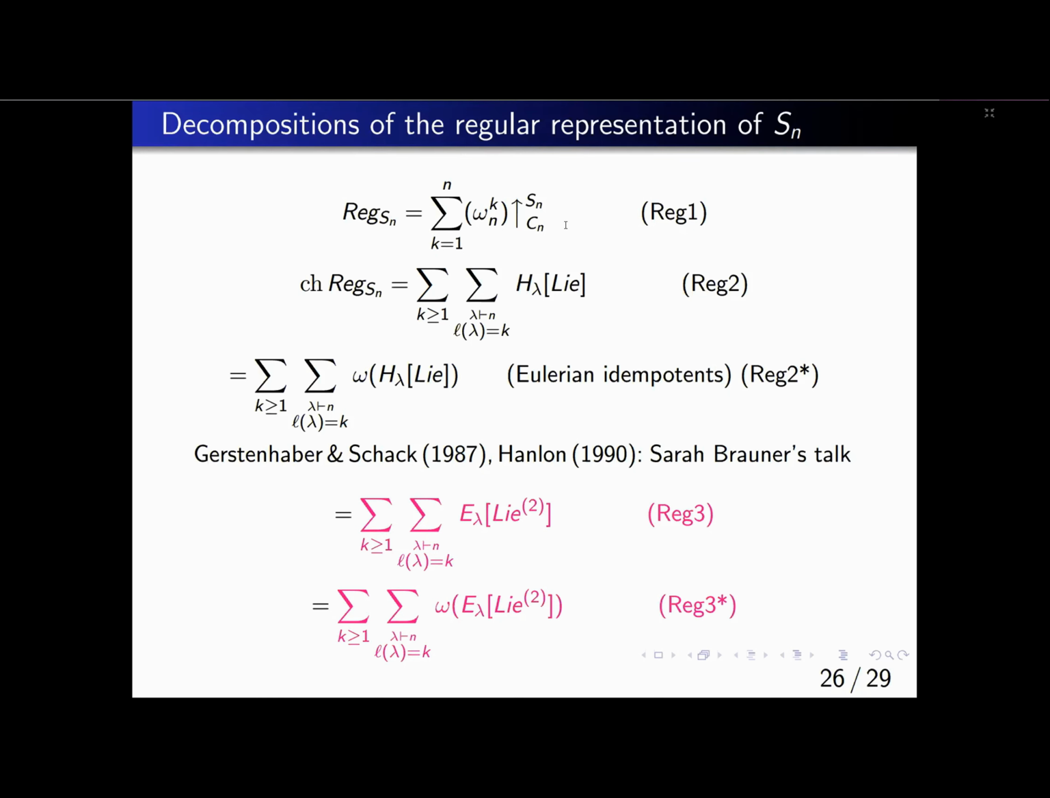So I started with the regular representation coming from the cyclic subgroup. And then we went to Hall's decomposition of the regular representation. If you hit Hall's decomposition with omega, you actually get the Eulerian idempotents that were in Sarah Brauner's talk. These are the things that lifted to the Whitehouse modules. Sarah Whitehouse lifted them to S_{n+1}. But these Eulerian idempotents were originally defined by Gerstenhaber and Schack. And Phil Hanlon proved that the representation was given by this expression. So it has to do with Hochschild homology and the Hodge decomposition and things like that.